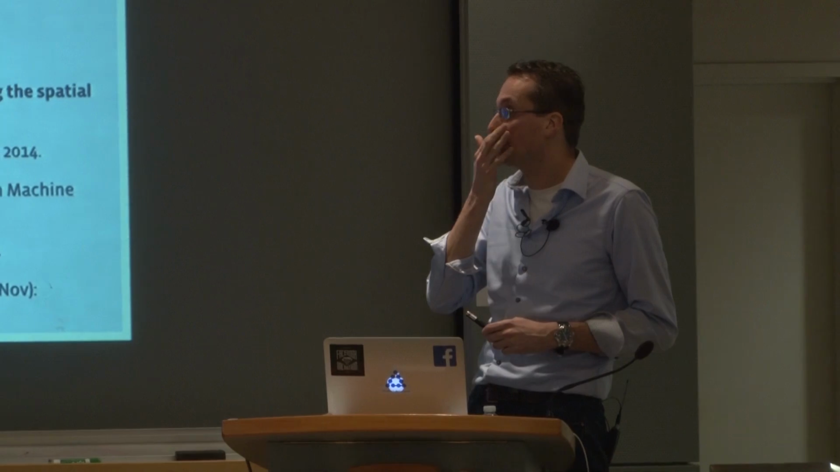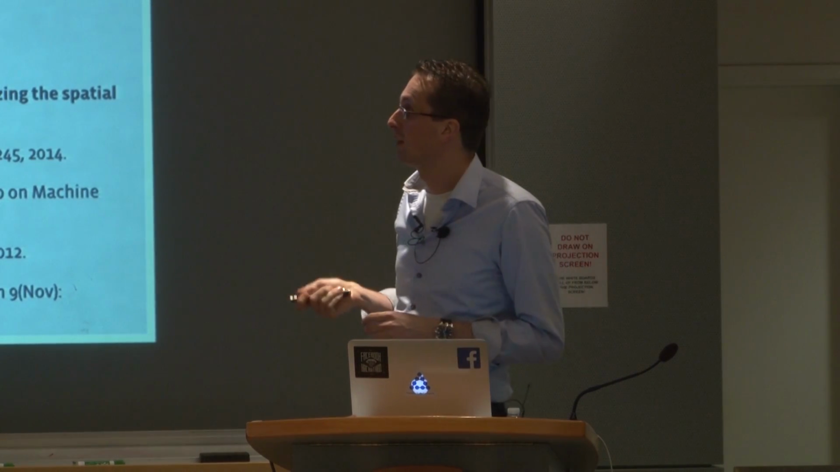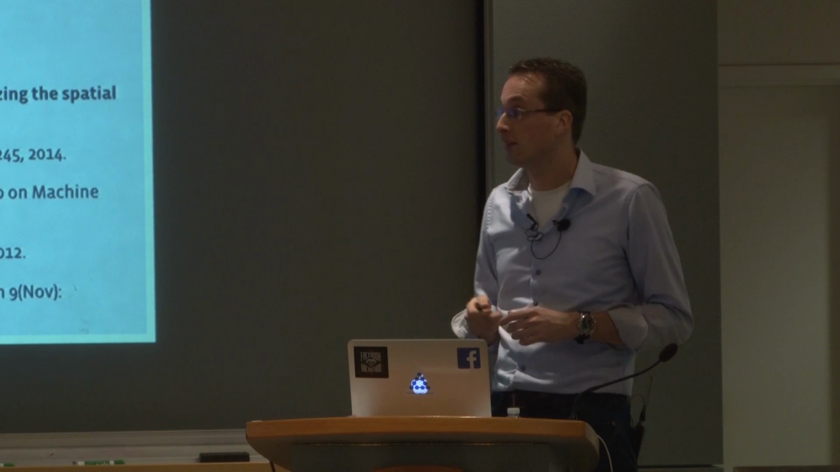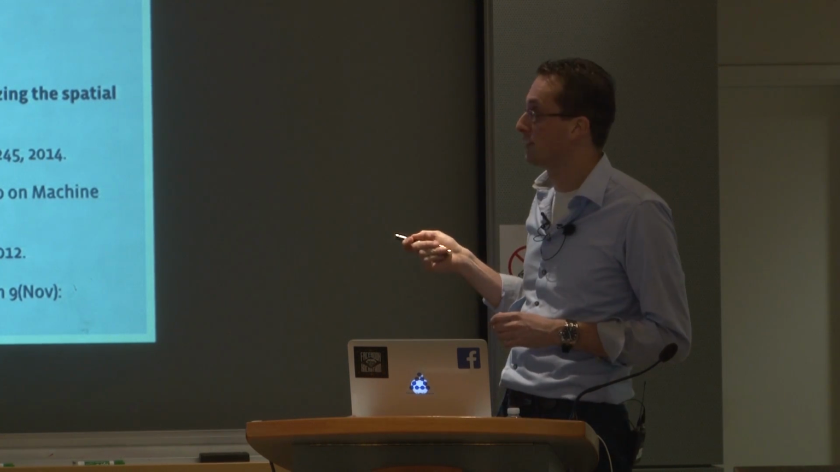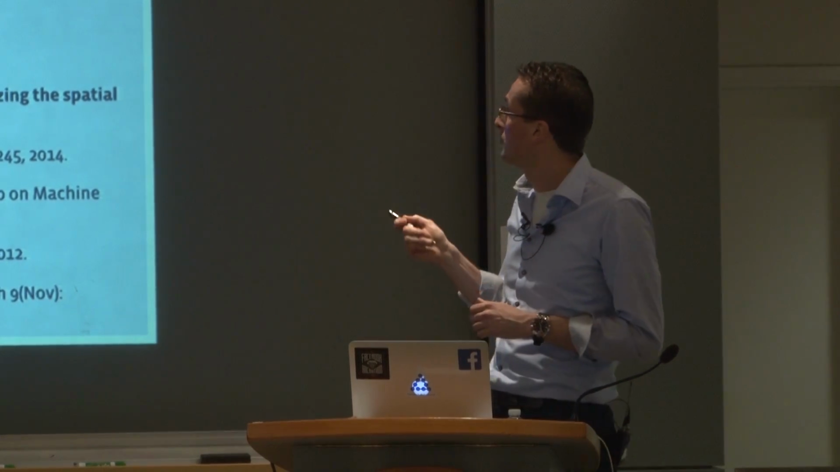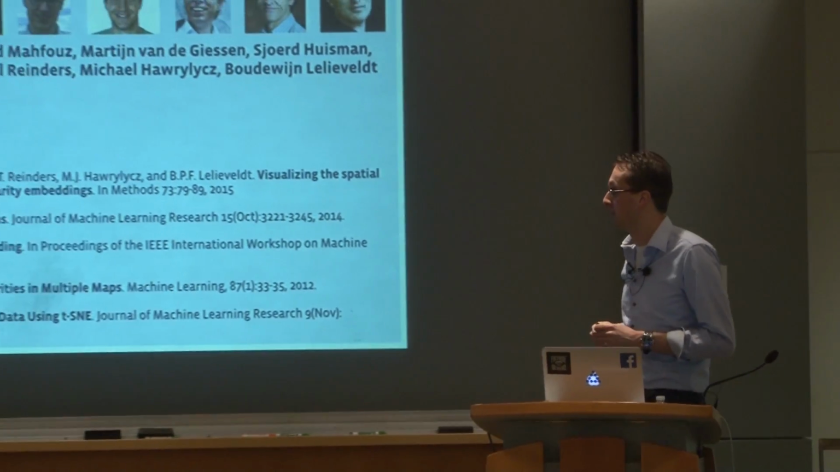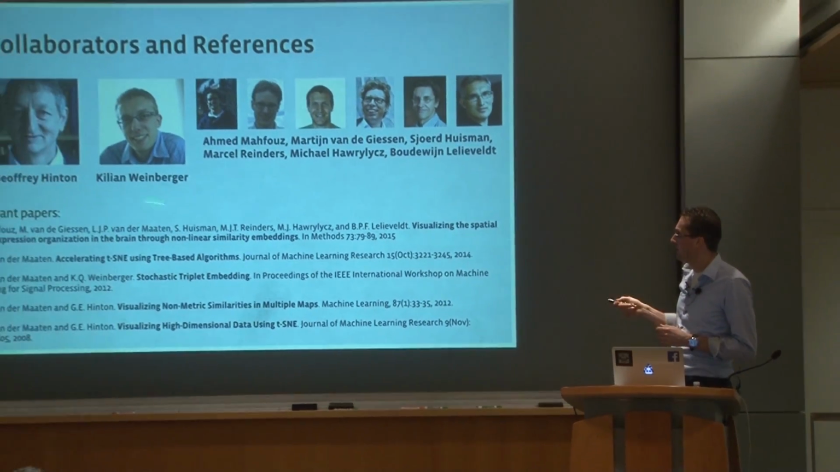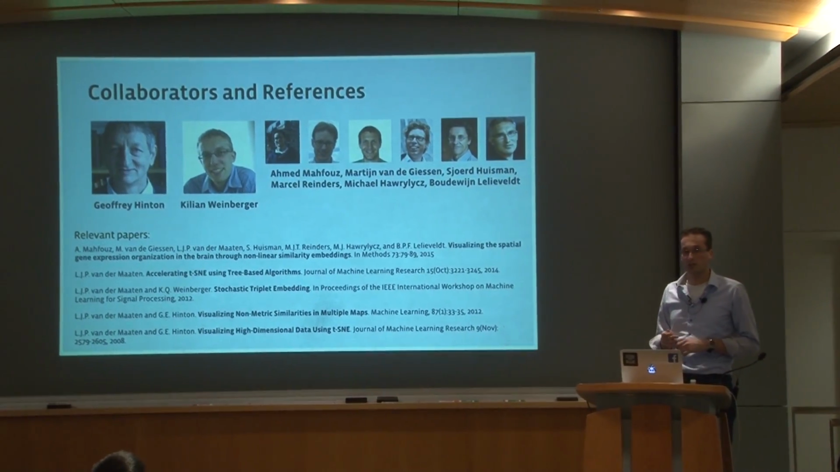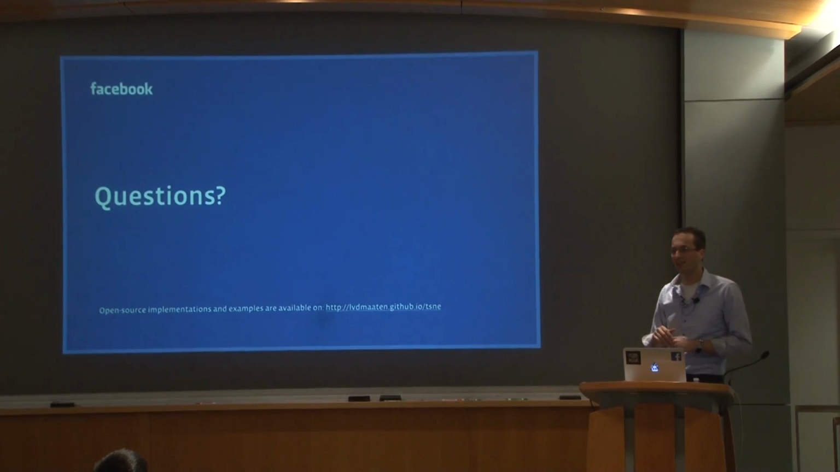To conclude, a lot of this was joint work. This work got started, as Jim pointed out in the beginning, as joint work with Geoff Hinton. Some of the later work was done with Kilian Weinberger, in particular the stuff on triplet embedding. And the brain analysis work was done with a ton of people, both at Delft and at the Allen Brain Institute. And these are the papers that I talked about in this talk. That's it. Thanks.